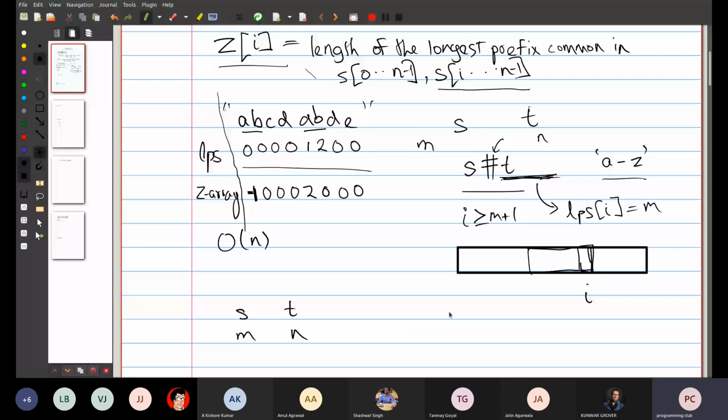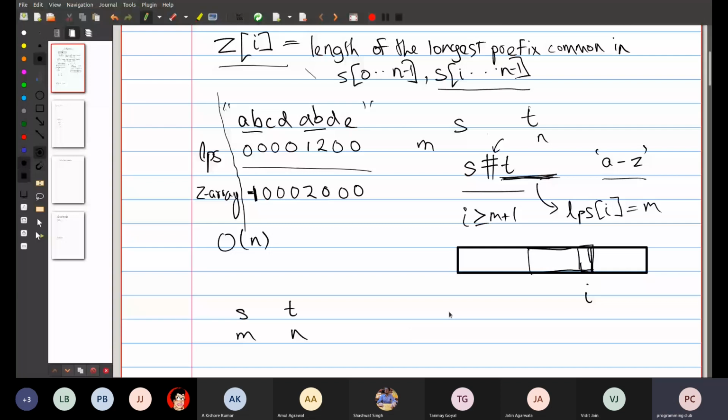Once we have the Z array, we can do pattern matching. However, how do we actually find this Z array? What would be the naive algorithm to do this? Z of I is the longest prefix starting at that position, so start at every position and keep comparing I with 0, I plus 1, and so on, till either I hit n or it doesn't match. In either case, I stop and put Z of I there.